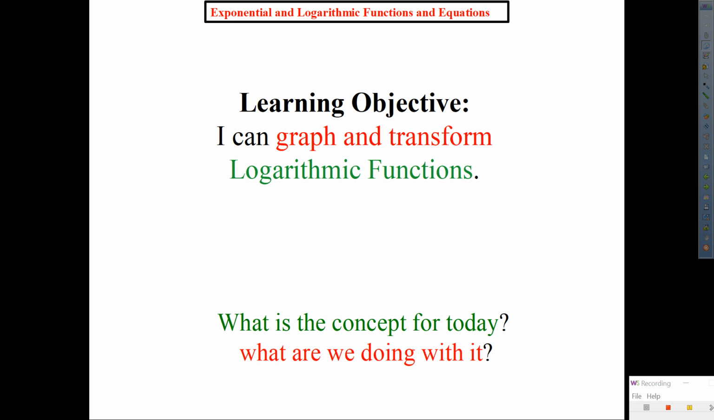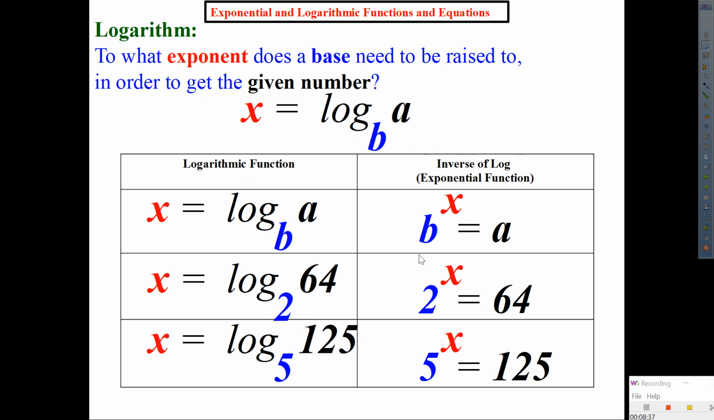Pablo, log functions are the inverse of an exponential function. The inverse of an exponential function. Okay, keep that in mind because we're going to need that for today. All right, here we go.